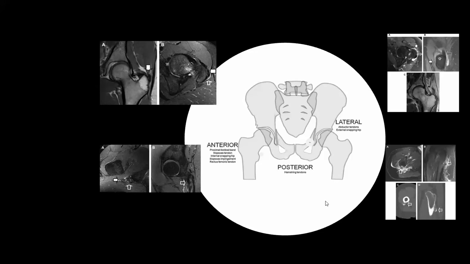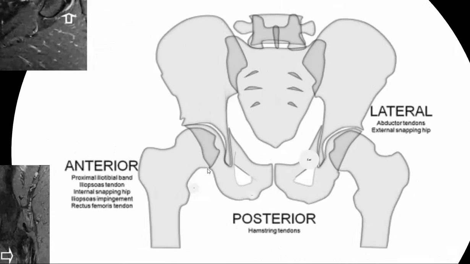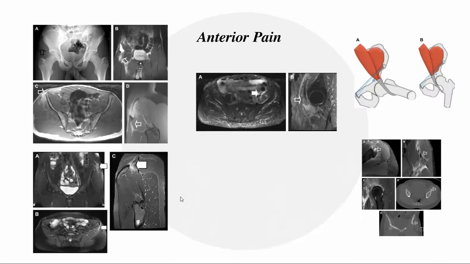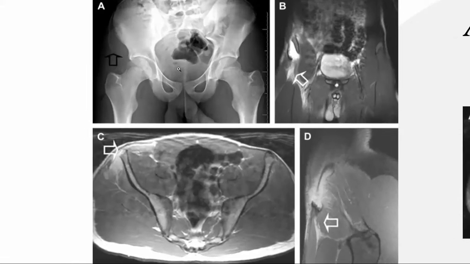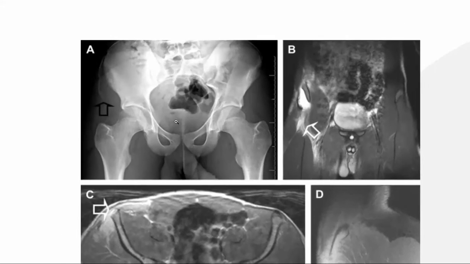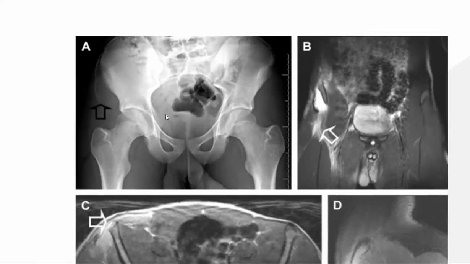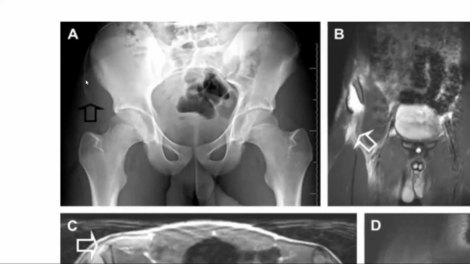So let's go back to characterizing hip pain, tendon origin hip pain as anterior, lateral or posterior. Let's start with anterior pain. We'll start with this x-ray here. This is a 14-year-old runner on the running team. He experiences a pop while running. We can see here that the iliac crest apophysis is avulsed and displaced.